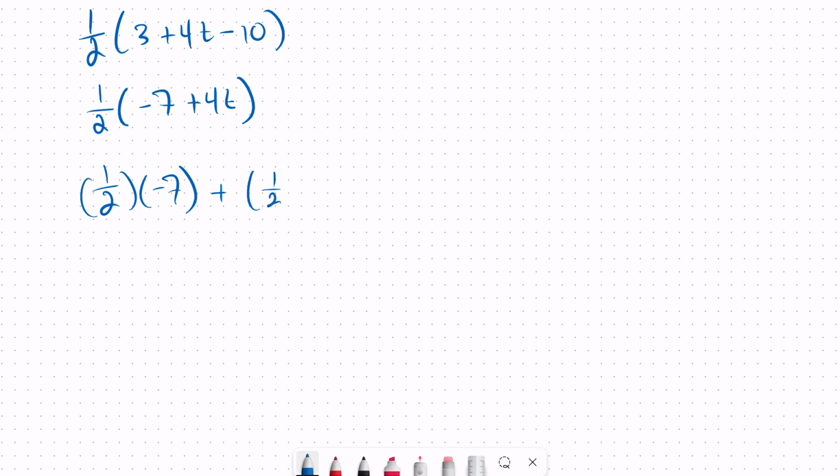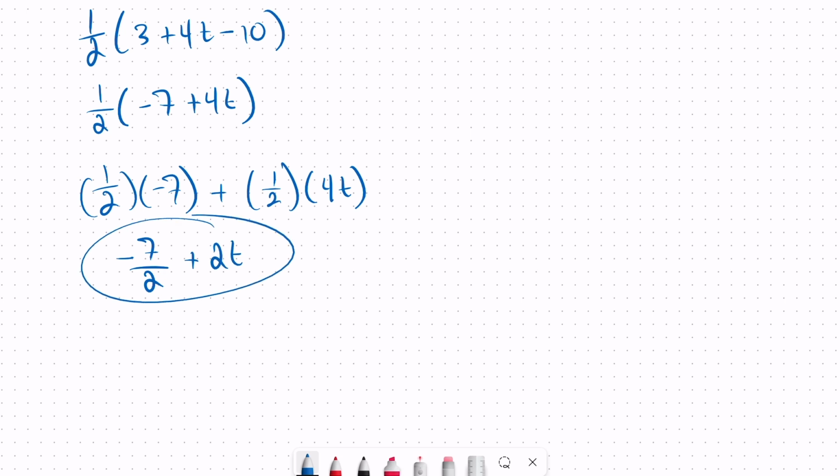So we have half times 4t. Okay, the half times negative 7 is just going to be negative 7 over 2. Plus, and half times 4t is going to be just 2t. And this is our final answer for the second problem. Now again, you could use the distributive property to multiply the half by everything inside the parentheses, or see what's like terms. Always ask yourself, can I combine anything inside? If there's like terms, you certainly can, and then use the distributive property afterwards to multiply what's outside the parentheses to everything inside the parentheses.